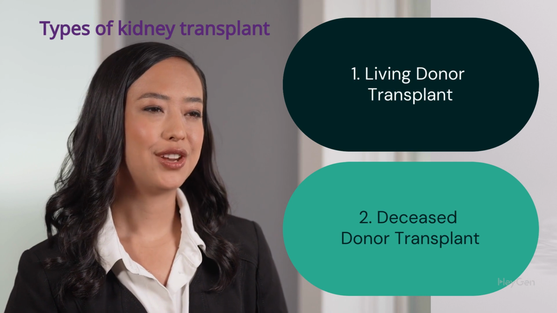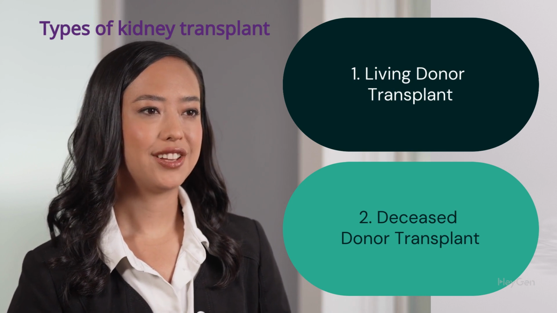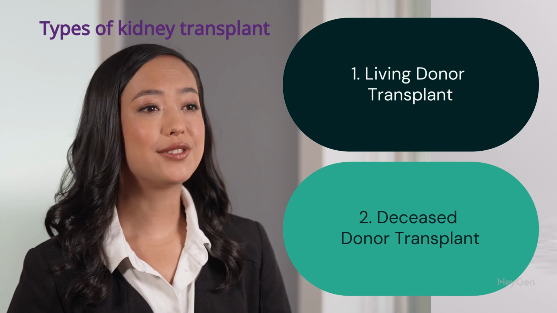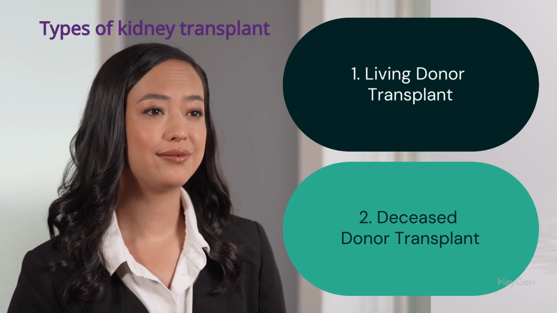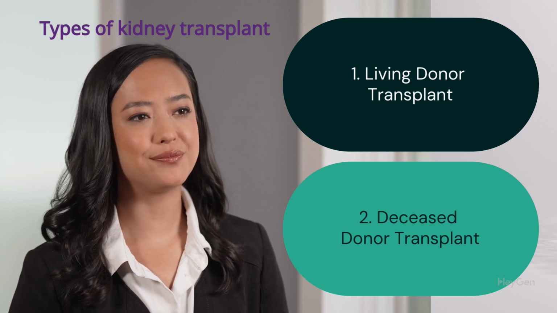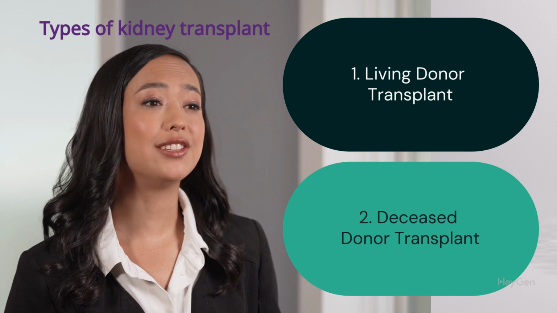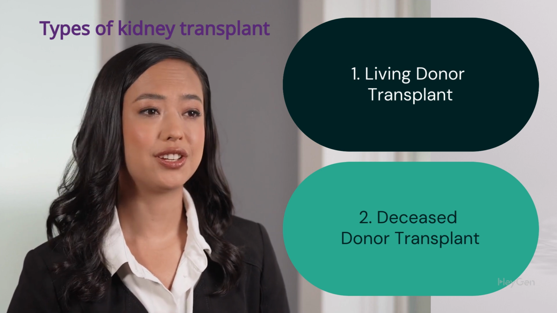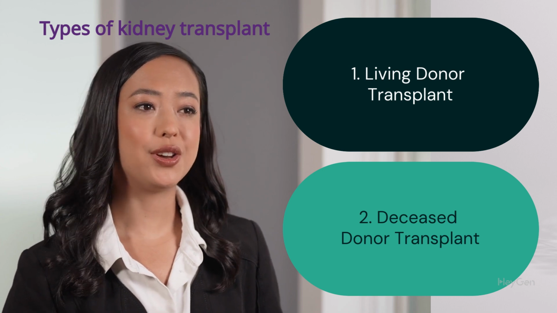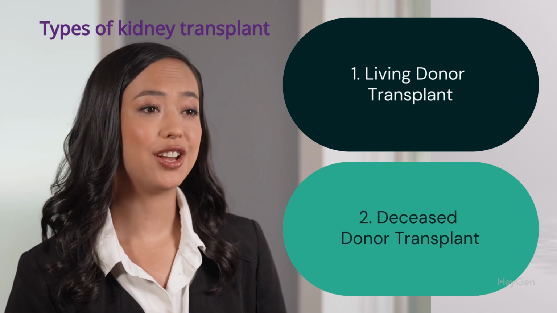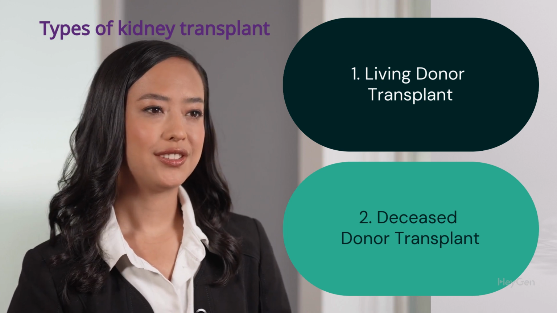Number 1. Living donor transplant. This is where a kidney is taken from a living person. This can be a relative, aka related donor, or an unrelated person, aka non-related donor. Number 2. Deceased donor transplant. This is where a kidney is taken from a person who has passed away and donated their organs. This is the most common type of transplant, and donors are typically registered organ donors.